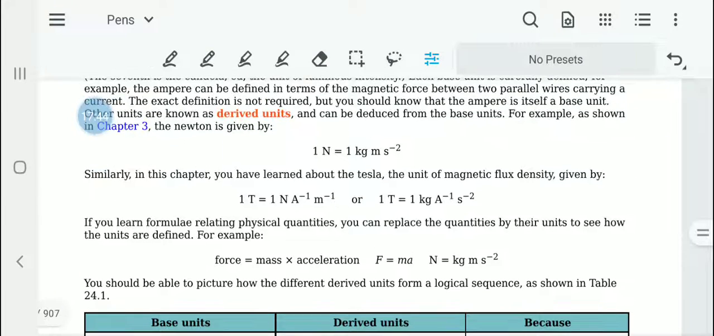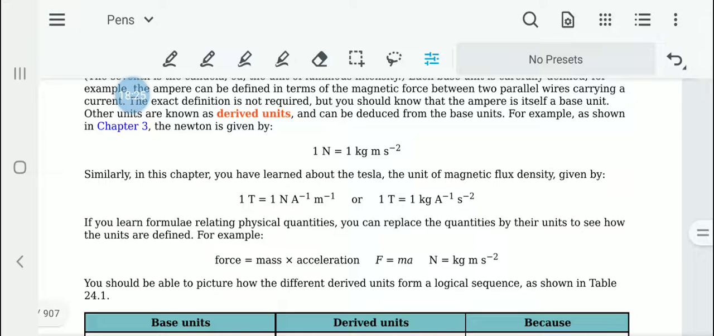So now we learned that 1 Newton is equal to 1 kilogram meters per second squared, and earlier we learned that 1 Tesla is equal to 1 Newton per ampere per meter. So instead of newtons, if we put kilogram meters per second squared, then the meter and meter minus 1 get cancelled out. Then 1 Tesla is equal to 1 kilogram per ampere per second squared.